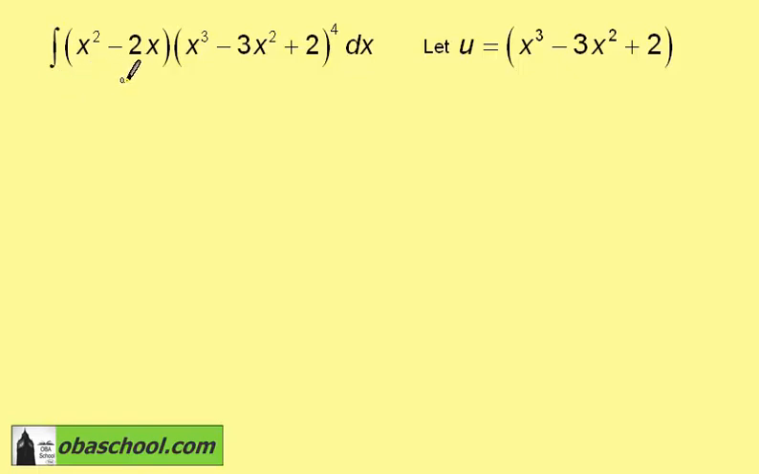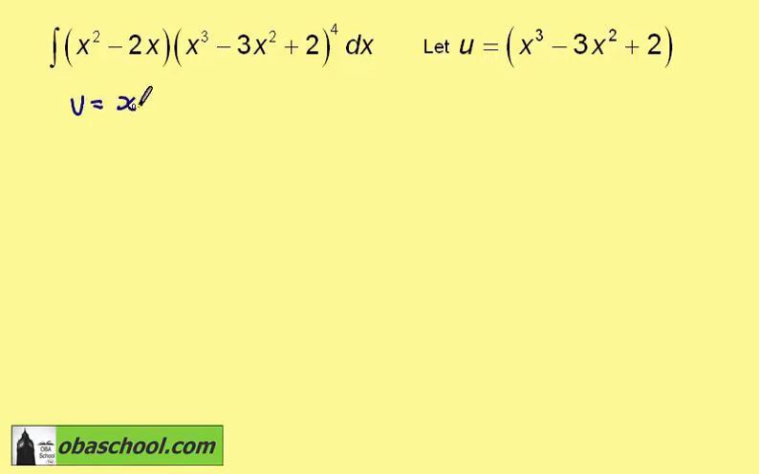We want to integrate (x squared minus 2x) times (x cubed minus 3x squared plus 2), all to the power 4, with respect to x. To do this, we're going to use the substitution u is x cubed minus 3x squared plus 2.